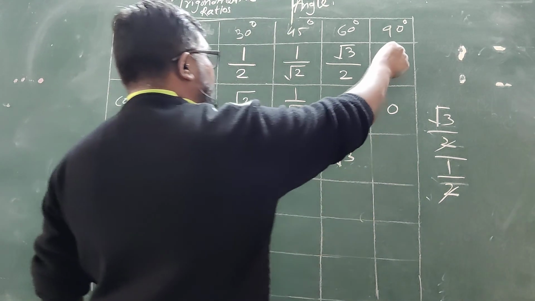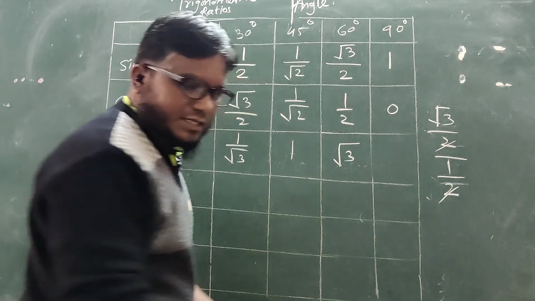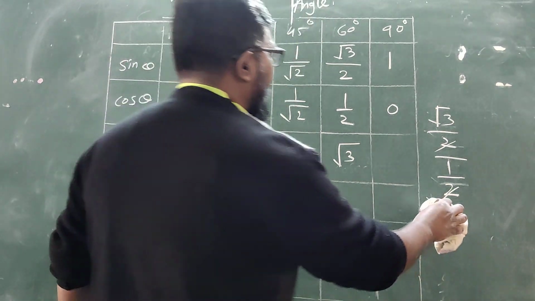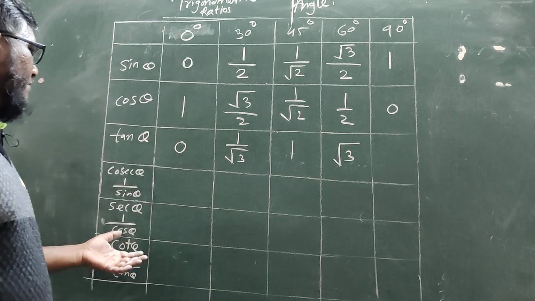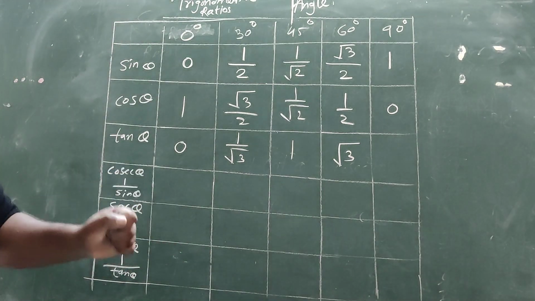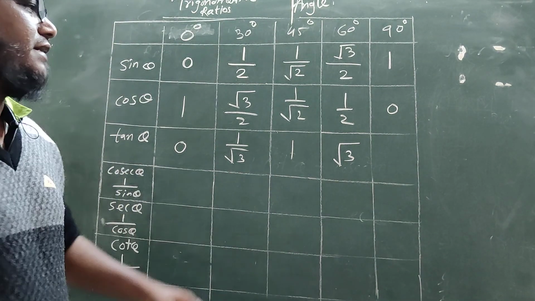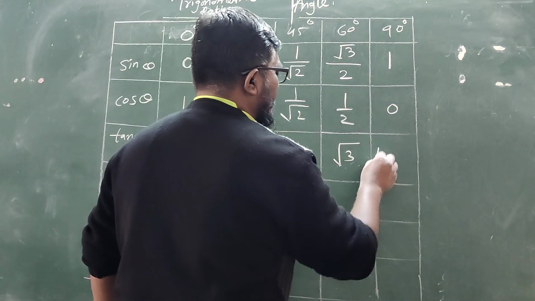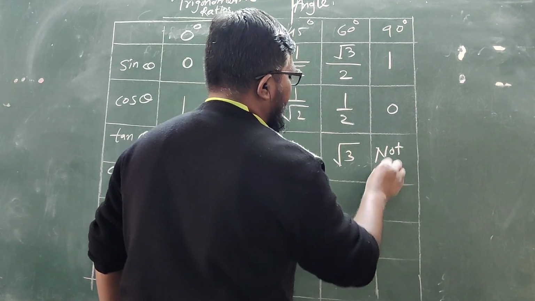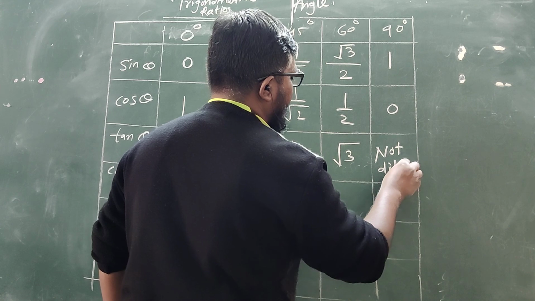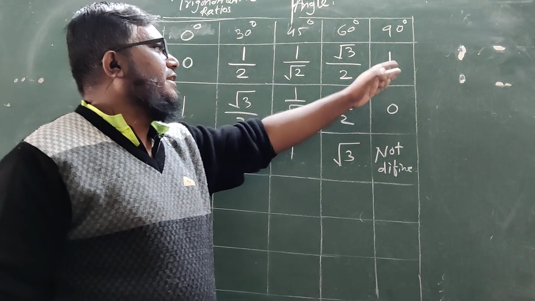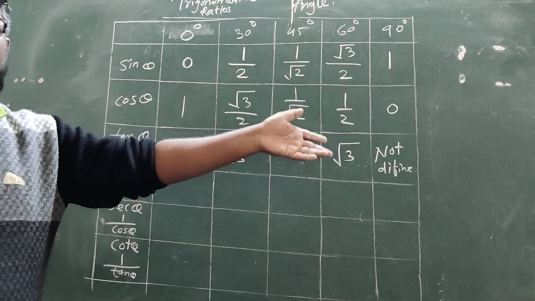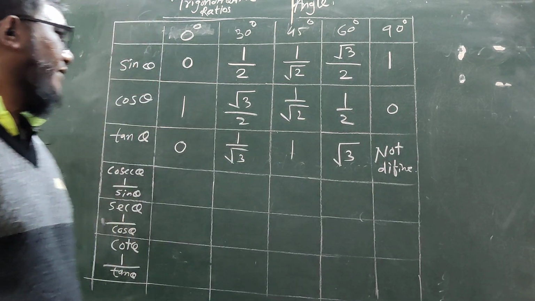So in this situation, if any number is in the numerator and 0 is in the denominator, as I have also explained in 9th standard, the value is not confirmed yet. That's why we can say it is not defined. For any number, if we divide by 0, the value is not defined.